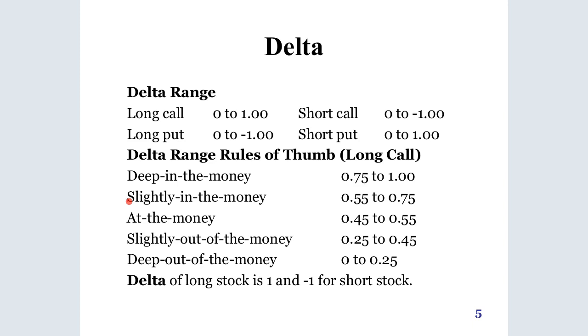If it is deep in the money, this is for the call, delta is 0.75 to 1, which means it is deep in the money. If it is 0.55 to 0.75, it is kind of just about in the money, slightly in the money. If it is between 0.45 and 0.55, delta is typically taken to be at the money. And similarly, on the other side, if it's 0.25 to 0.45, it is slightly out of the money. If it is below 0.25, it is deeply out of the money.